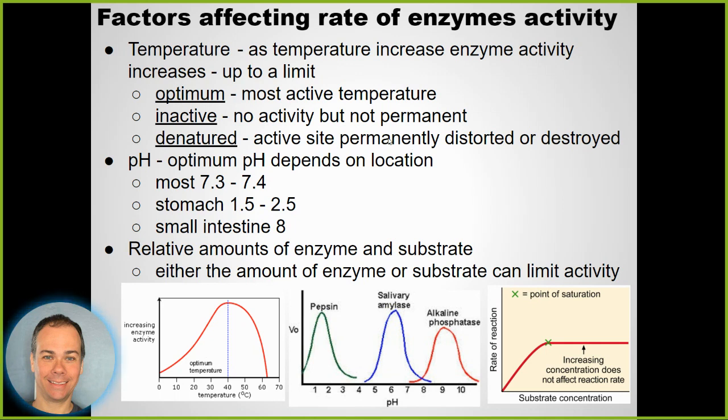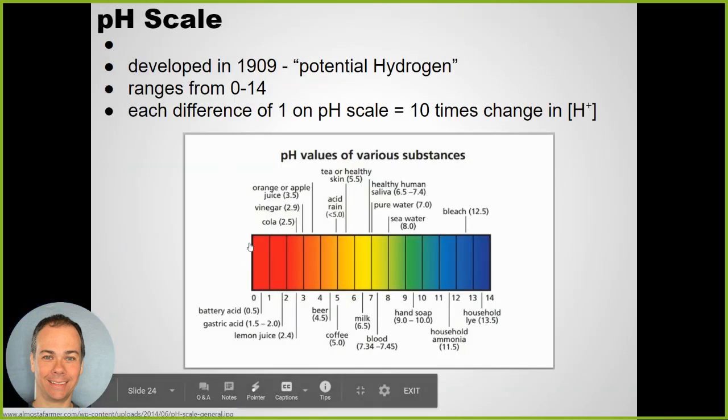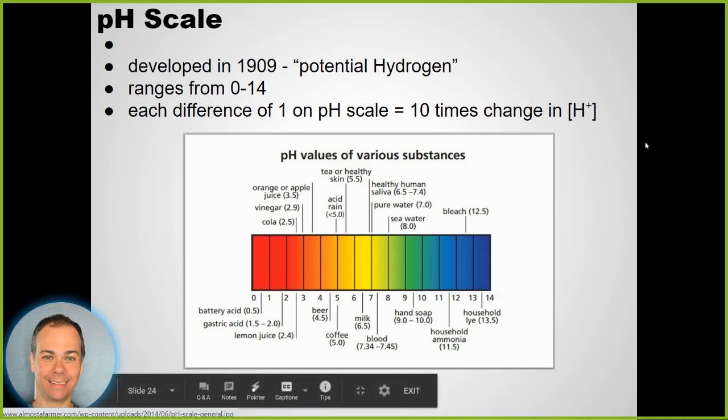And if you heat an enzyme up too much and it gets too hot, it can what's called denature, basically break down. The active site won't function anymore and the enzyme is destroyed. So pH is a scale that goes from 0 to 14. 7 in the middle is neutral.